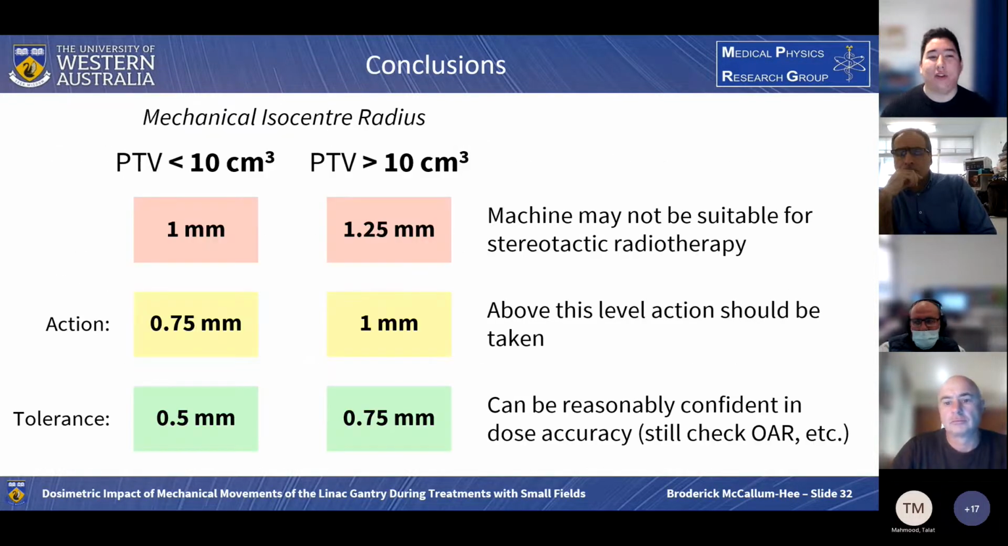And here is a very brief traffic light conclusion summary of the isocentre radius limits that were found in this study. The red ones represent levels that if you find this isocentre radius, your machine may not be suitable for stereotactic radiotherapy and action should definitely be taken. The yellow levels correspond to action levels, which the yellow 1 millimeter is that recommended by AAPM. And above this level, you should take action. For these green levels, you can be reasonably confident in the dose accuracy. However, it's still very important that you check organ at risk and other specific aspects of the dose distribution.